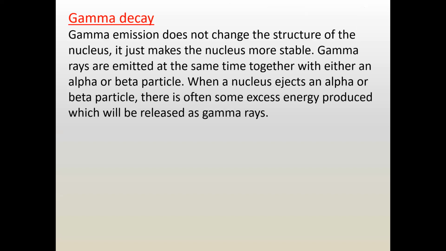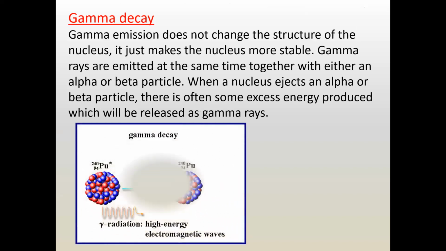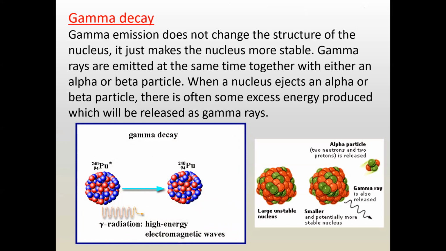Then the last one is the gamma decay. Basically, gamma is an emission. In gamma, it's just the nucleus emitting radiation. There is no change in atomic number, no change in atomic mass. So if it is 240, it will remain 240. If it is 94, it will remain 94. It only releases energy. So gamma is the emission of electromagnetic radiation from the nucleus.